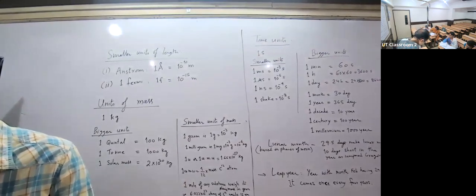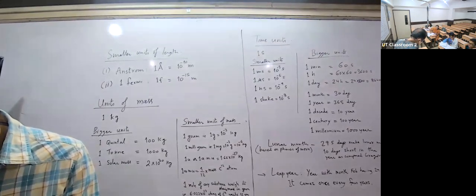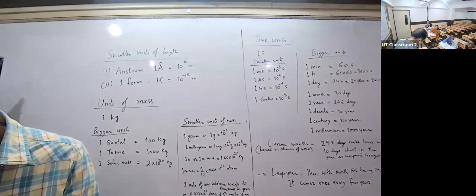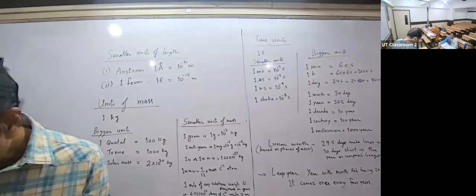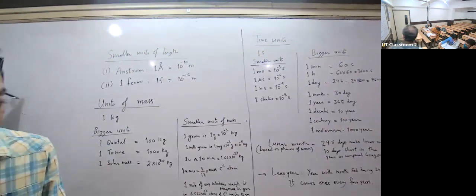Now, shall we start with unit B, or do you want me to take numericals from unit 1? Numericals. Okay, so I'll do 3 numericals. Rest you can try.